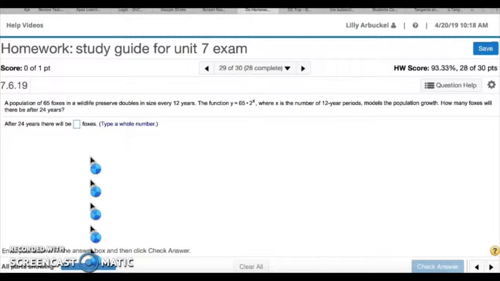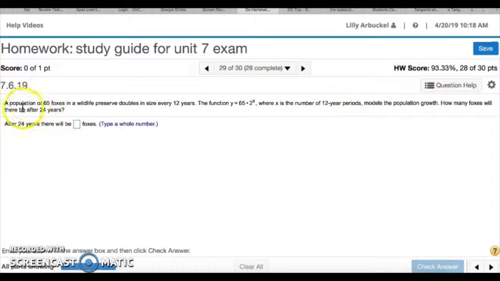29, we are told a population of 65 foxes in a wildlife preserve doubles in size every 12 years. The function y equals 65 times 2 to the exponent of x, where x is the number of 12-year periods, models the population growth. How many foxes will be there after 24 years?